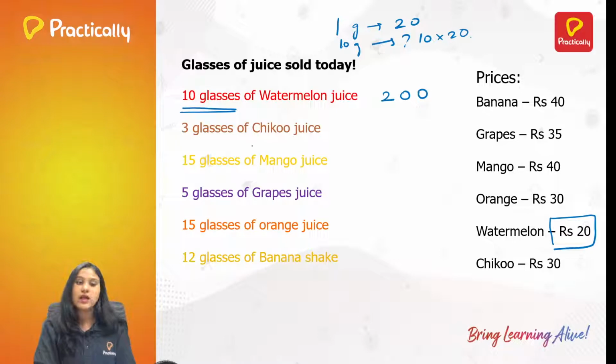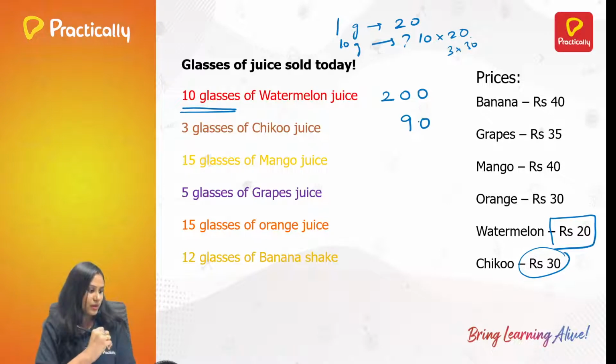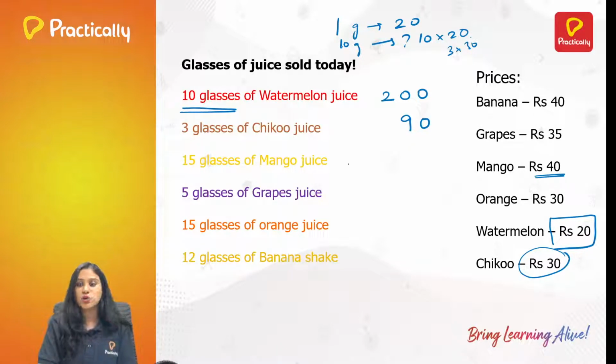Next. 3 glasses of chiku juice. 1 glass of chiku juice costs rupees 30. 3 glasses costs 3 into 30, that is 90. Correct. Next, 15 glasses of mango juice. If 1 mango juice costs rupees 40, 15 glasses cost 15 into 40, that is rupees 600. Next, 5 glasses of grape juice. 1 glass is rupees 35. What will be cost of 5 glasses? Chalo, let us do the multiplication. 35 times 5. 5 3s are 15 plus 2, 70. Right?